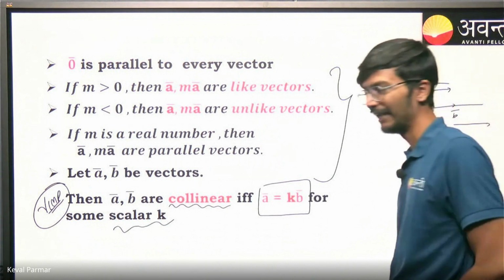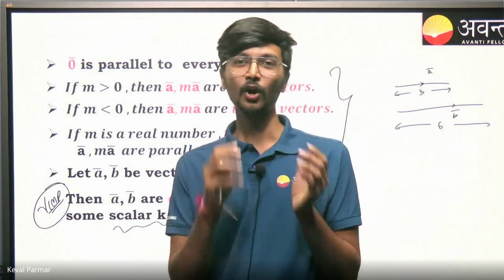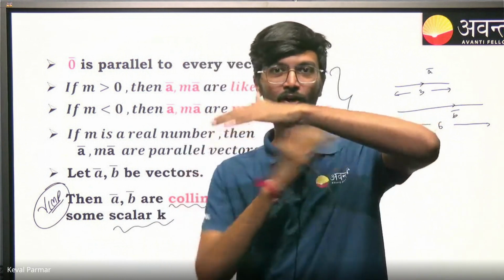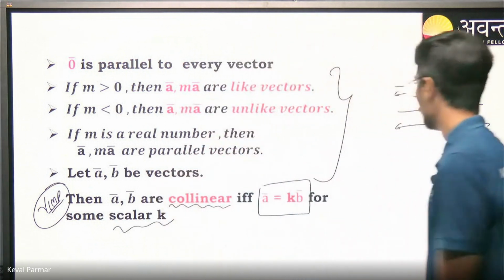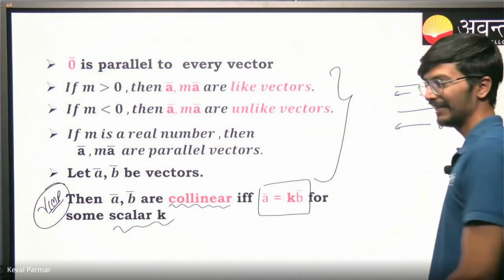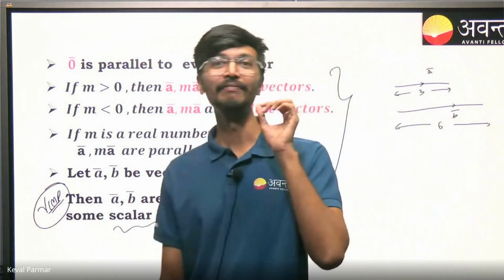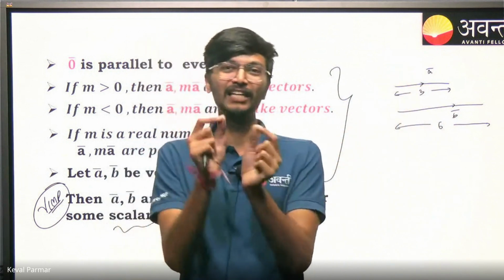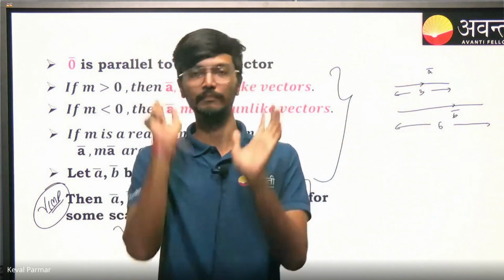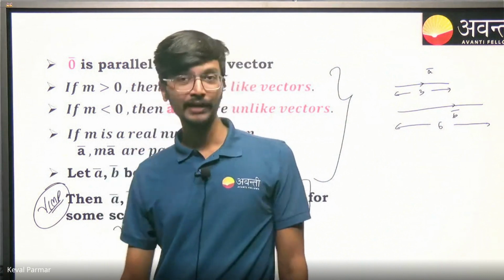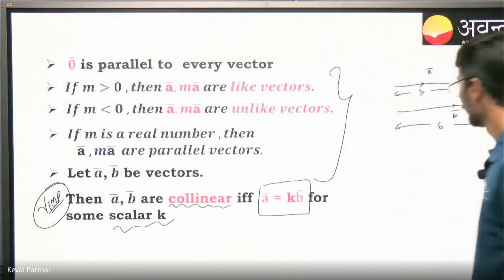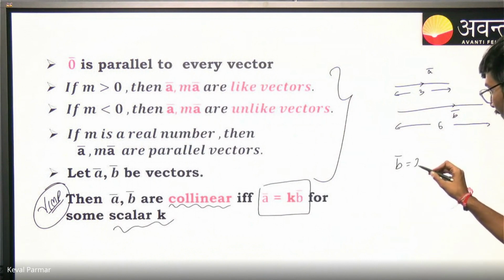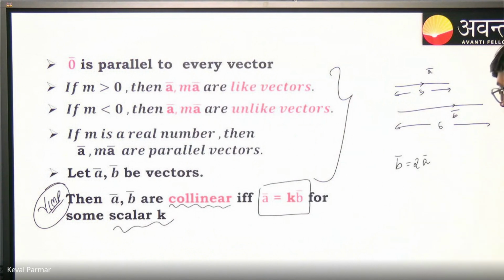So every time two vectors are collinear or parallel, they can have the same direction or opposite direction. So I can every time get a relation between these two vectors by just introducing a scalar. What I'm trying to say is, if I wanted to write B bar, I can write B bar as 2 times A bar.